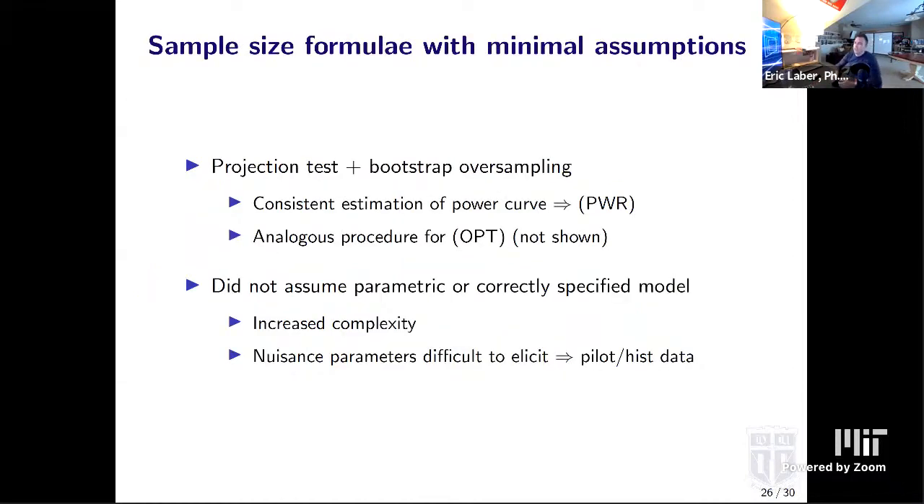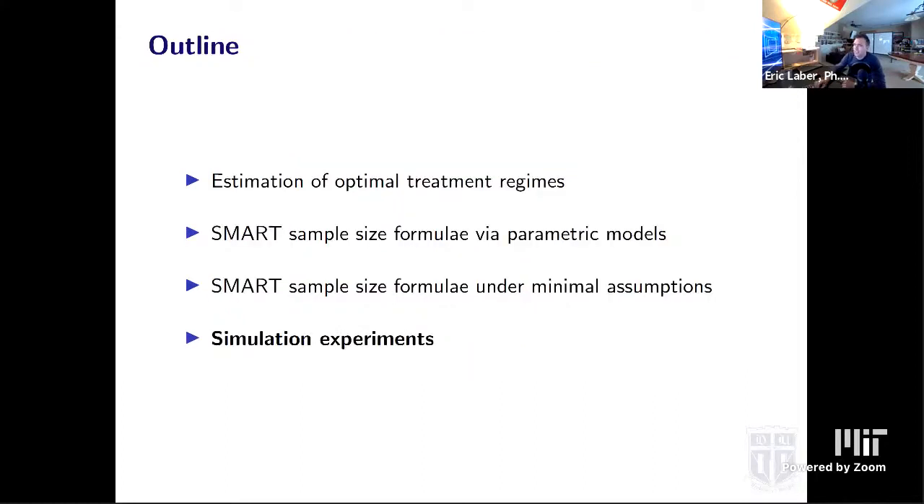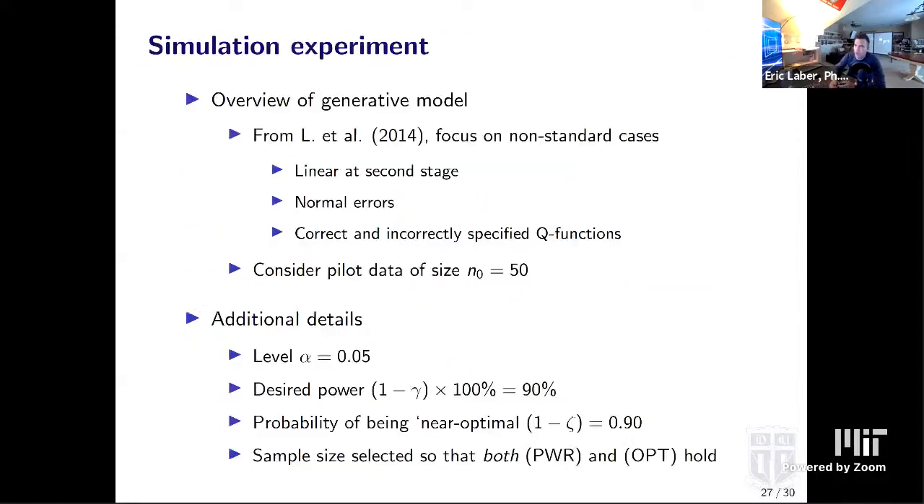All right, to summarize, we looked at a projection test and bootstrap resampling. We showed you a consistent estimator of the power curve, which is going to give us our power criteria. You can do an analogous thing for the optimality criteria, which I didn't show. We did not assume a parametric model or a correctly specified model. It's obviously more complicated. The nuisance parameters are difficult to elicit, so instead we used either an interim pilot or historical data to seed our bootstrap. And then in the last minute or two, I'll go over some quick simulations.